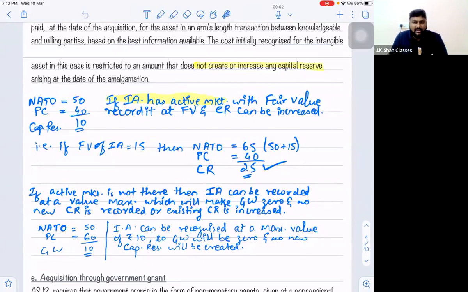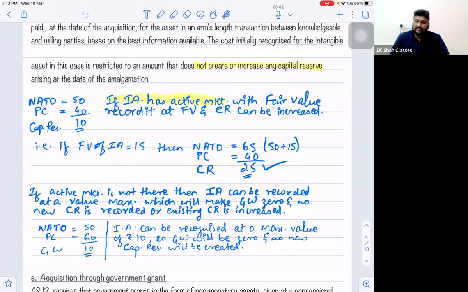If you don't have an active market, the value at which you are showing is not a trustworthy fair value. So people can record any fair value of their choice and unnecessarily increase capital reserve. So AS 26 is very clear. AS 26 says, if you have an active market, record the intangible asset at fair value. Even if it is creating capital reserve or increasing capital reserve, no problem.